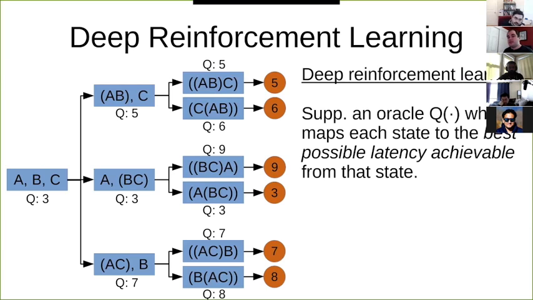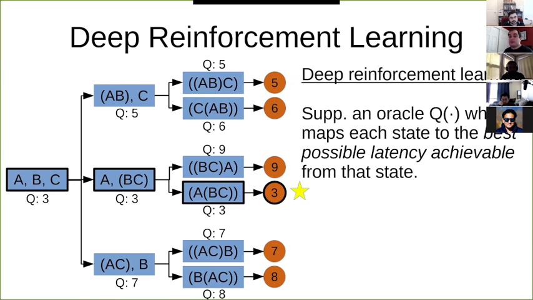So the Q value of our first node is 3 because the best possible latency that I could achieve overall is 3. If I chose to go to the top node, joining AB first, then my Q value becomes 5 because now the best possible latency I can hope to achieve is 5. So just like we don't have the perfect cost model, we obviously don't have the perfect Q function either. But if we did, the search process would be really, really easy, right?